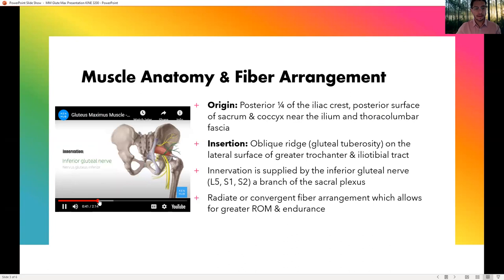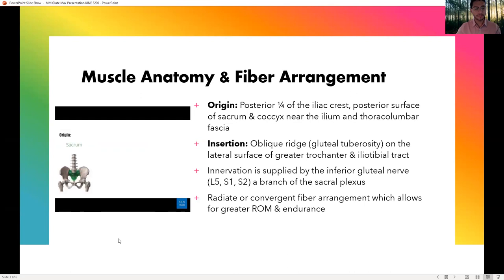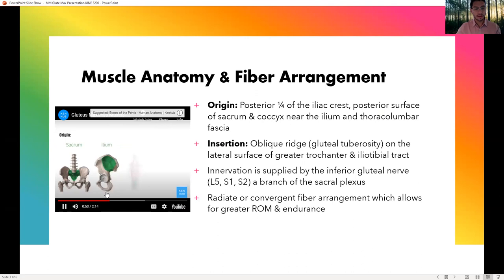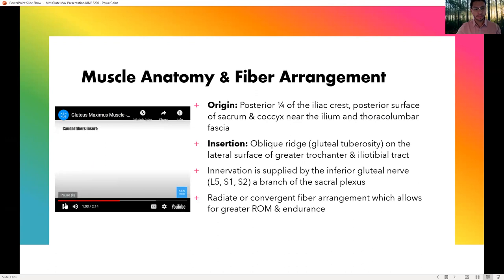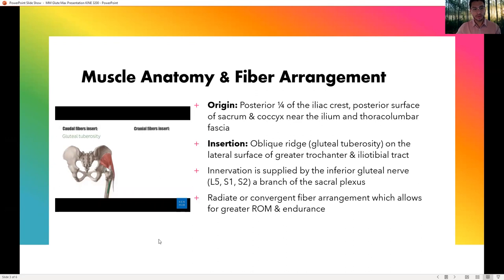Highlighted in green. See that everywhere highlighted in green is the origin or portions of the origin. The green portion on this side shows the caudal fibers, gluteal tuberosity insertion, and the iliotibial tract, which terminates on the lateral aspect of the knee.